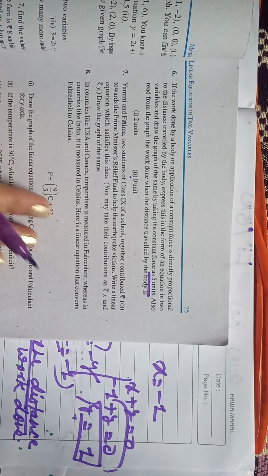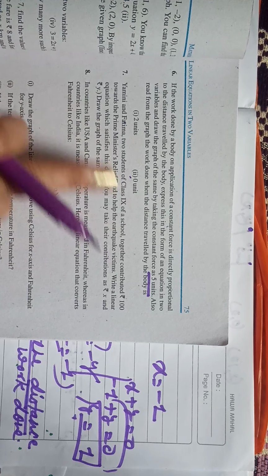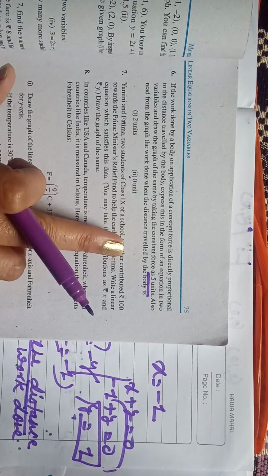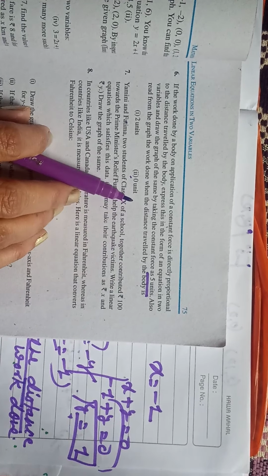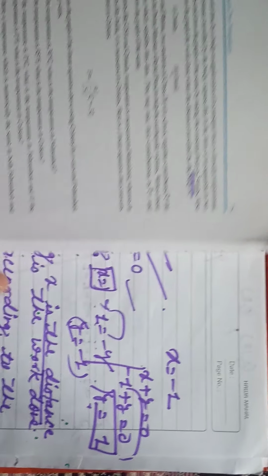Okay, with the help of the graph we say that when the distance traveled by the body is 2 unit, then what is the value of work done, how much work has been done, and when the distance traveled by the body is 0 unit, then the work done is equal to which value.